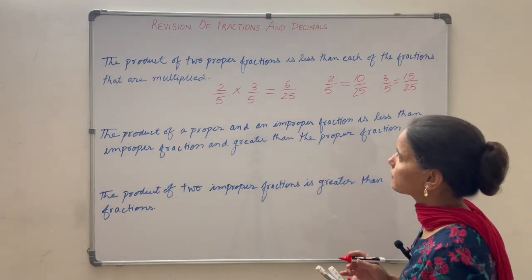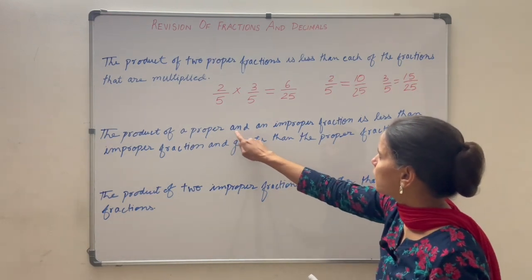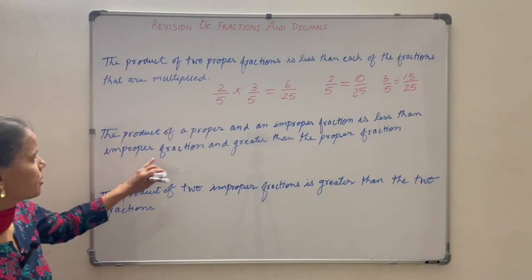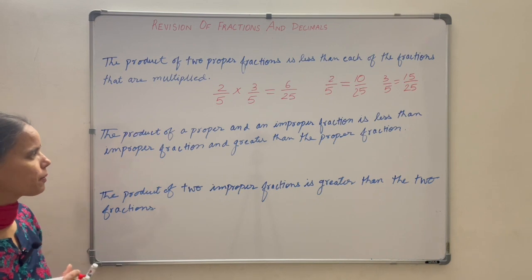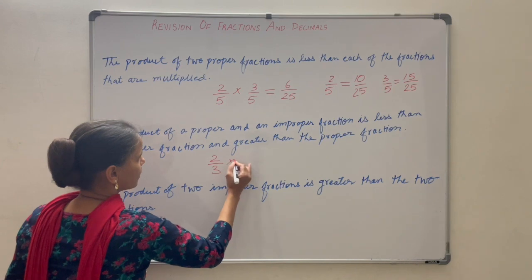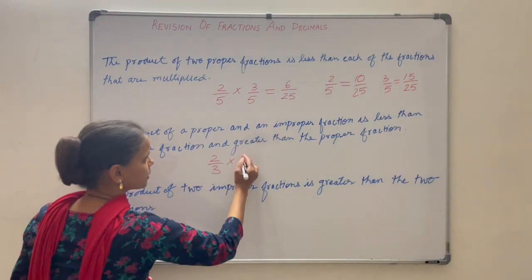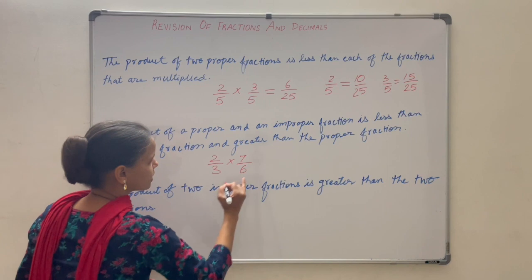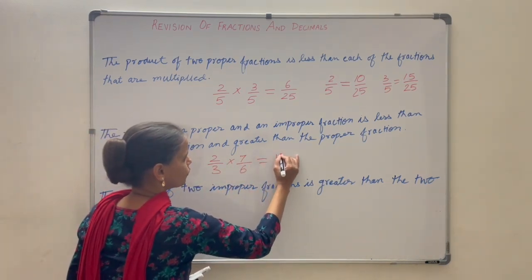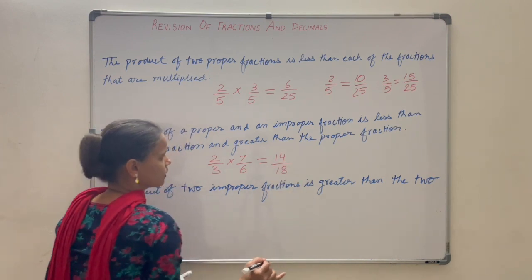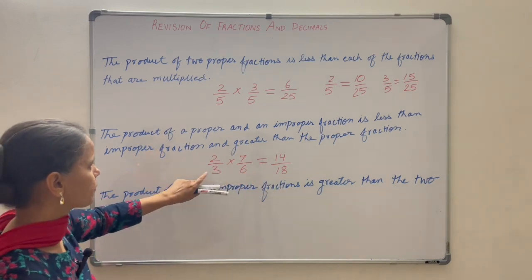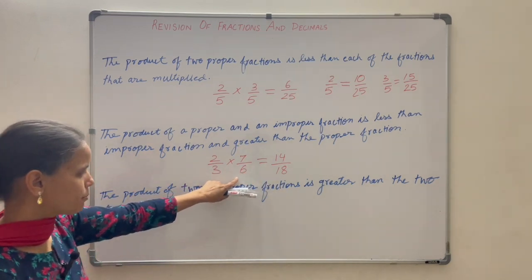Now let us see this case. The product of a proper and an improper fraction is less than the improper fraction and is greater than the proper fraction. So let us take 2 by 3, and this is a proper fraction. You have to multiply with an improper fraction. Let us take 7 by 6. So when you multiply this, you get 14 by 18. So it says it is greater than the proper fraction and it is lesser than the improper fraction.